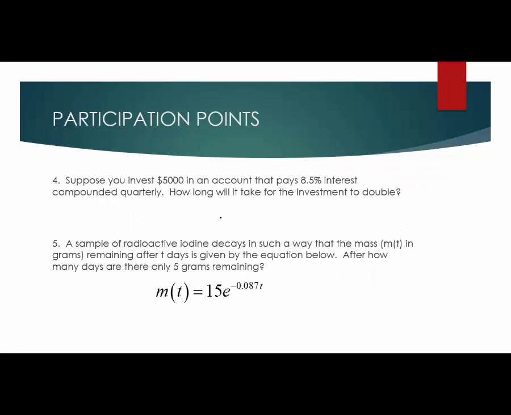Got a couple questions for you. These are applications that should look kind of familiar, and I want to give you a chance to try these out for participation points. So if you haven't gotten any participation points yet in the homework 9 discussion, try either number 4 or number 5 for up to 2 points for a correct answer. One's about compound interest, and in one we're given an equation for the amount of a radioactive substance remaining after T days, and asked a question that involves solving an exponential equation. Good luck, and let me know if you have any questions.